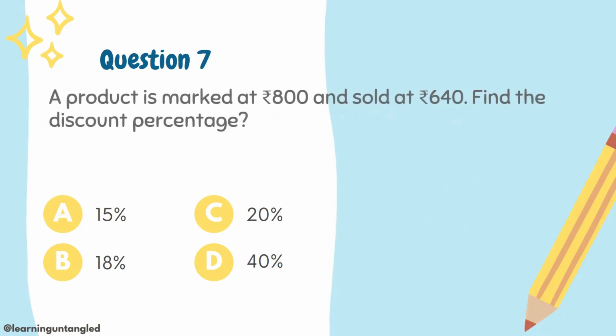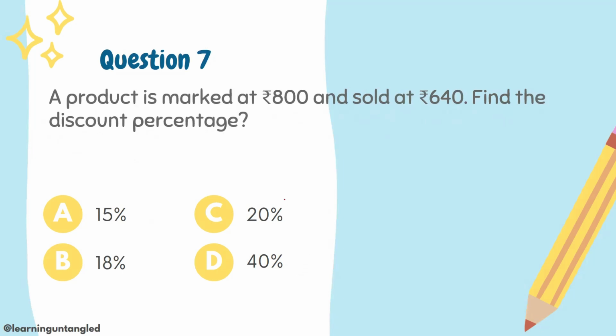Question number 7. A product is marked at 800 rupees and sold at 640 rupees. Find the discount percentage. A, 15%, B, 18%, C, 20%, or D, 40%.